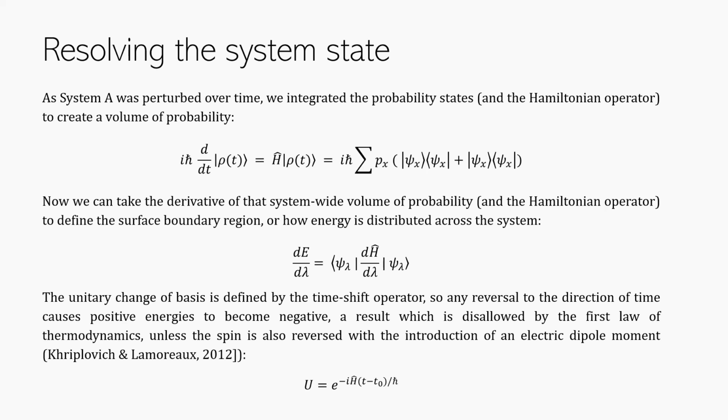So any reversal to the direction of time causes positive energies to become negative, a result which is disallowed by the first law of thermodynamics, unless the spin is also reversed with the introduction of an electric dipole moment. An electric dipole moment is a spontaneous shift in the energy state of an electron in the presence of an external electric field, and this event occurs naturally upon probability density reduction as eigenvalues are calculated. And the Hellmann-Feynman theorem tells us how this happens. It states that a dipole moment is induced by the resolution of the wave function in a manner proportional to the newly defined distance between atoms.